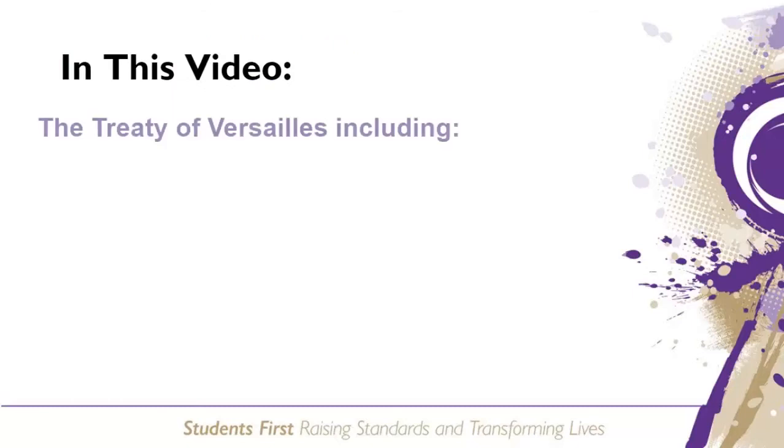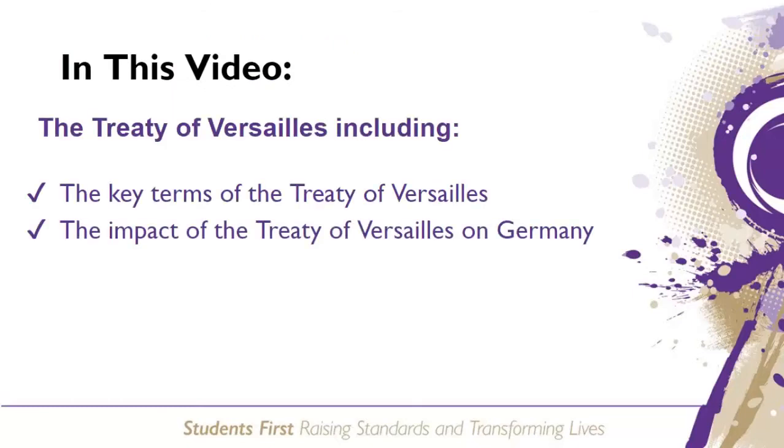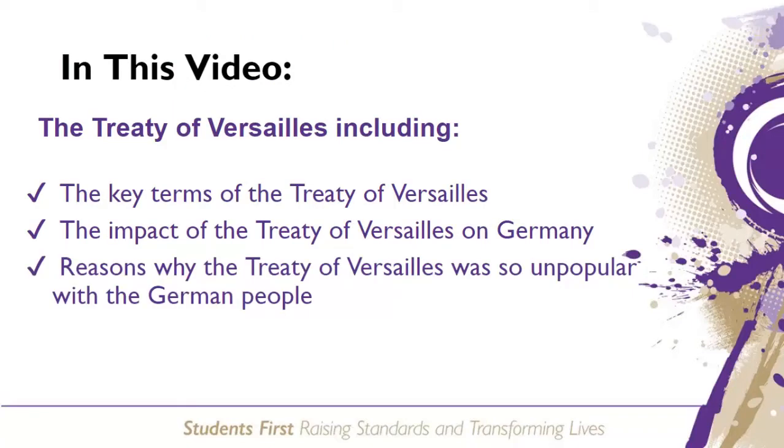Today we will cover the terms of the Treaty of Versailles and how they were agreed, including the impact of the treaty on Germany, including loss of territory, reduction in its armed forces, the economic impact and being forced to accept the blame, as well as the reasons why the Treaty of Versailles was so unpopular with the people of Germany.